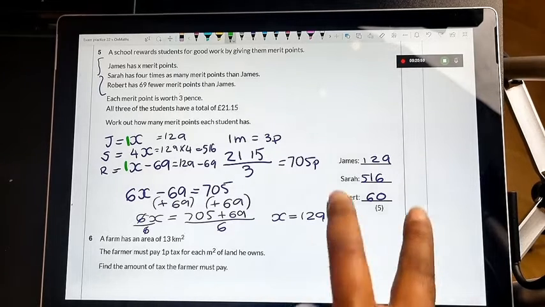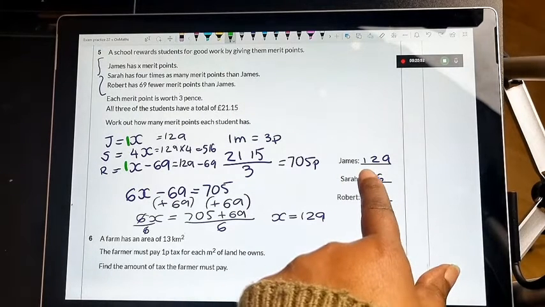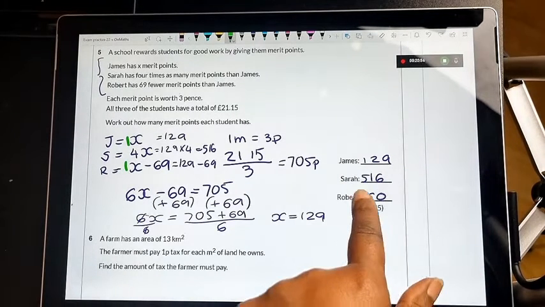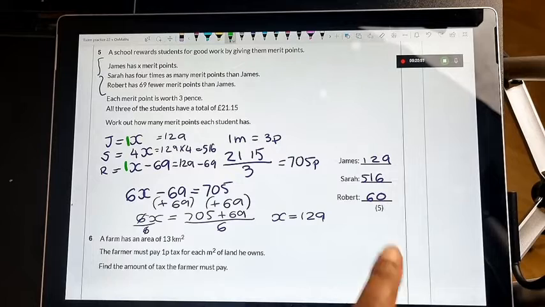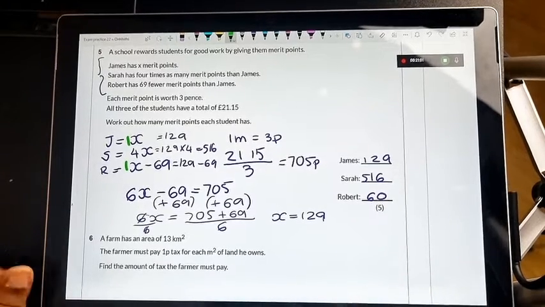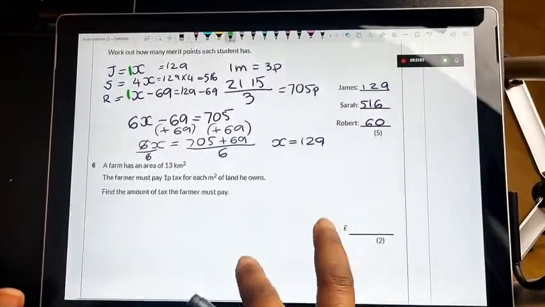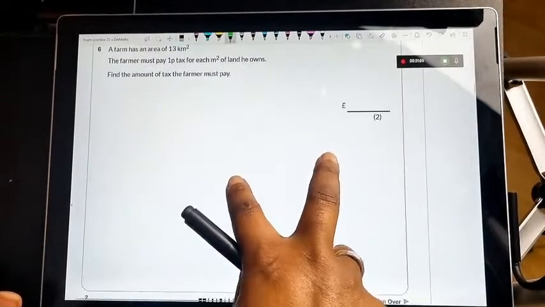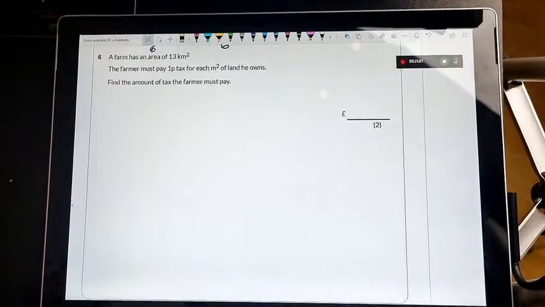Okay, so points. We're talking about points. So James has 129 merit points. Sarah has 516 and Robert has 60. Okay? Great, guys. Next question. Tap on the screen if you're okay with that. That was a 5 marker.